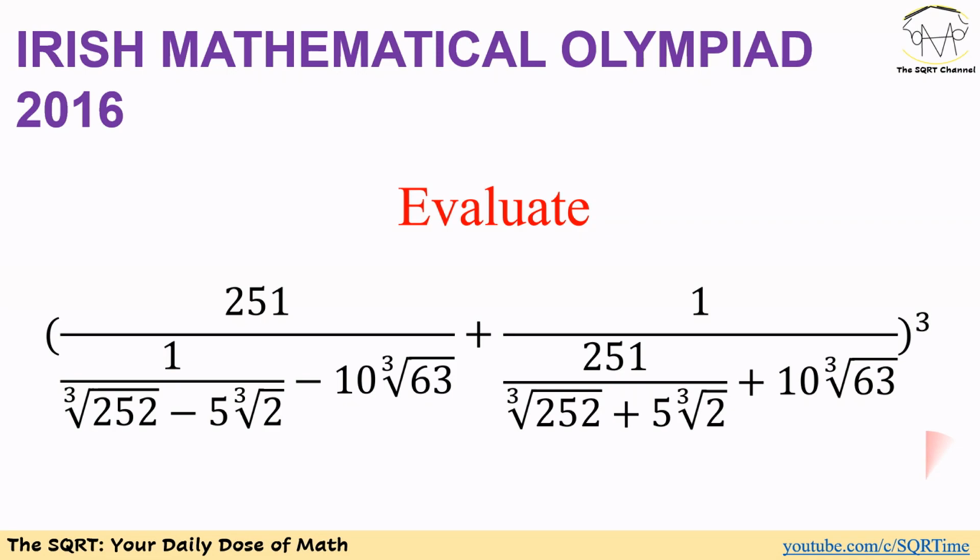In this video, we are going to talk about a problem that we got from Irish Mathematical Olympiad from 2016. In this problem, we want to evaluate a power of 3 of an expression that you are seeing here. In this expression, we have multiple terms. We have 251, we have cube root of 252, we have 5 times cube root of 2, and finally we have 10 times cube root of 63.